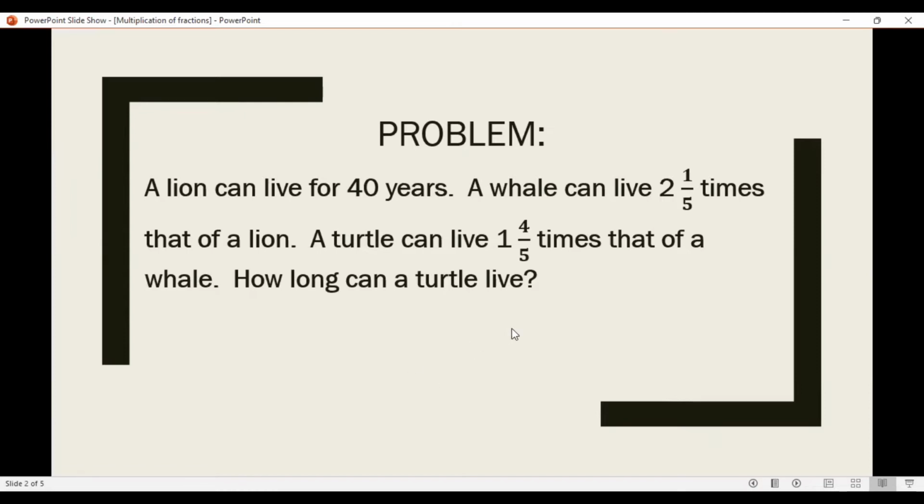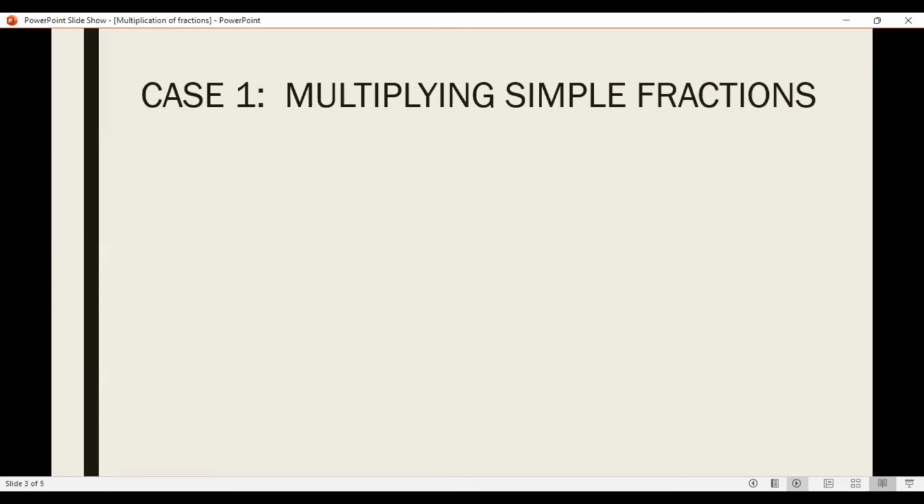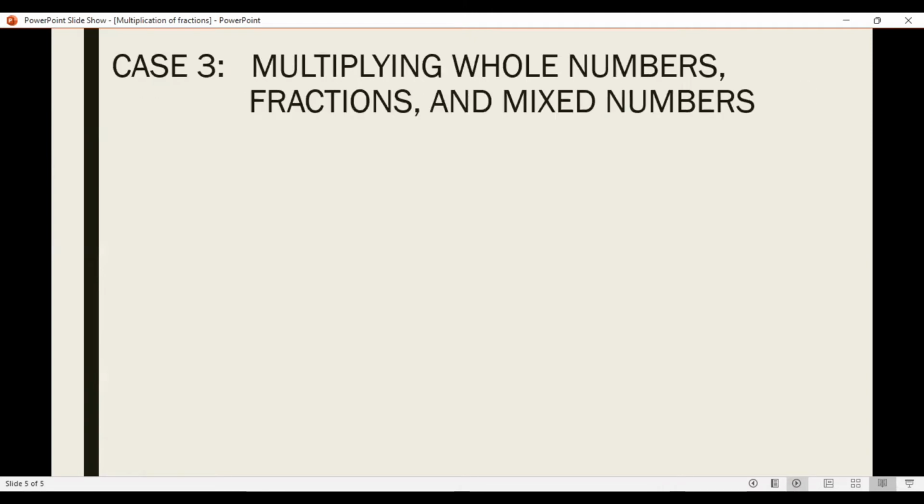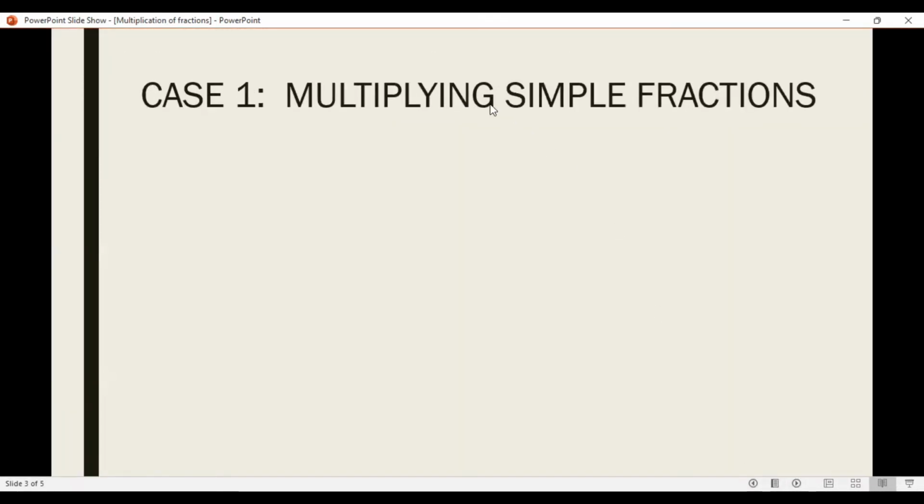So this is an example of a problem that involves multiplication of fractions. What are the rules that we have to follow when we are multiplying fractions? Actually, we have case 1 and then case 2 plus the third case. So what are we going to do with the first one? We only have multiplying simple fractions.